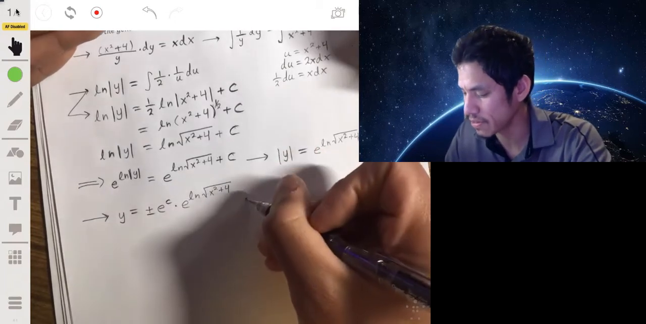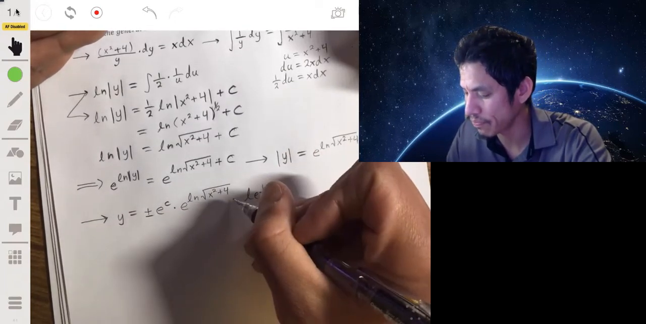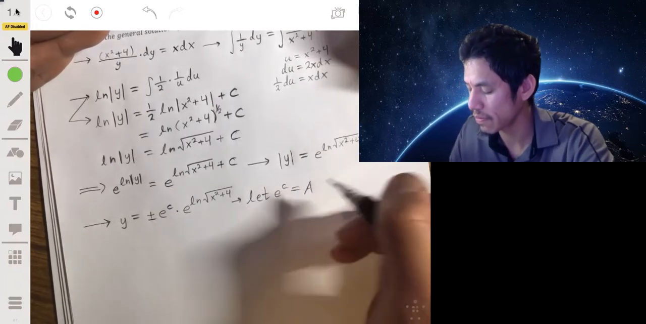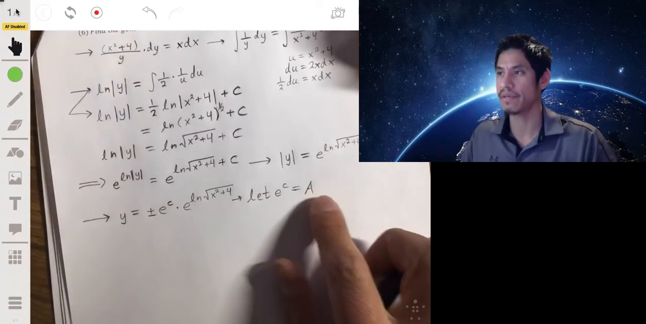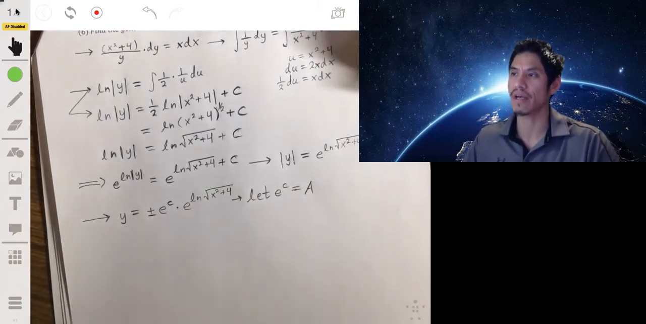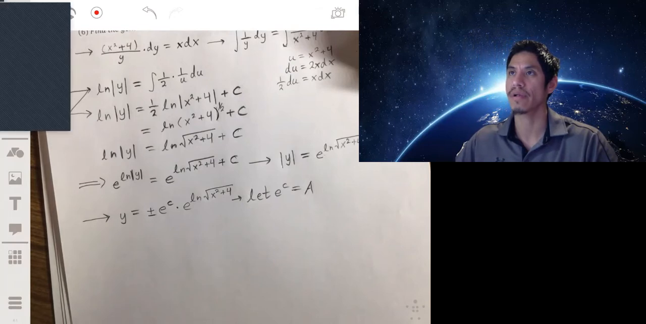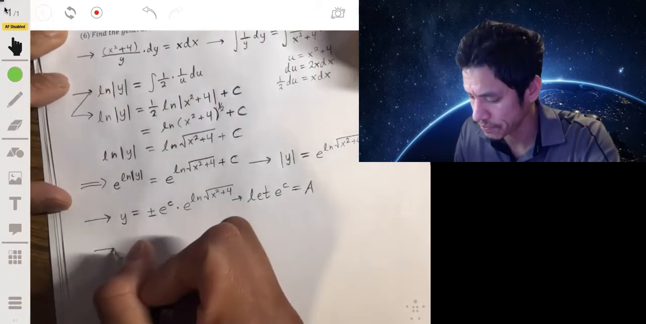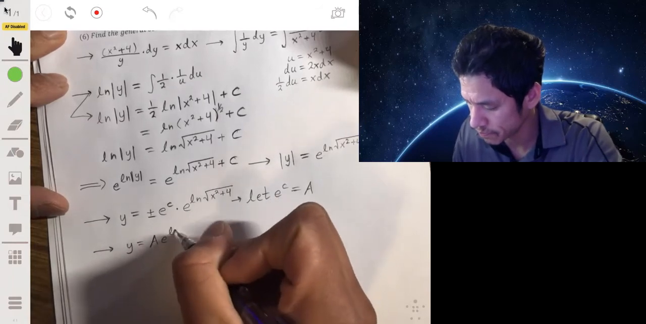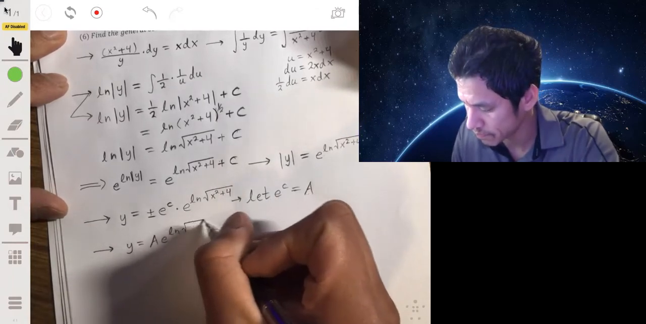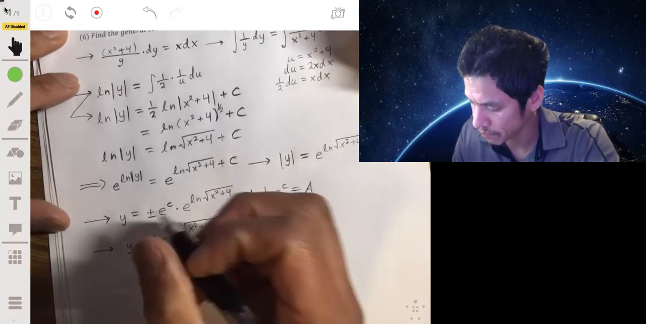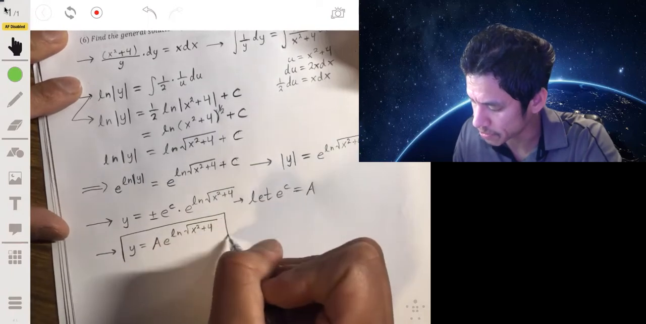So we just let e to the c equal a. So then this can be written as just y equals a times e to the natural log of the square root of x squared plus 4. So this will be our general solution.